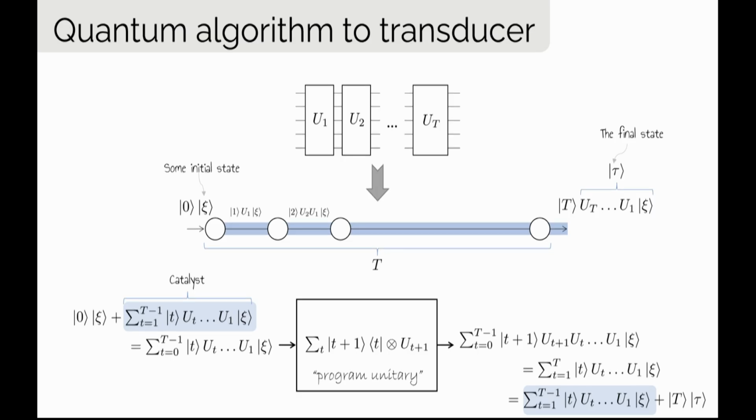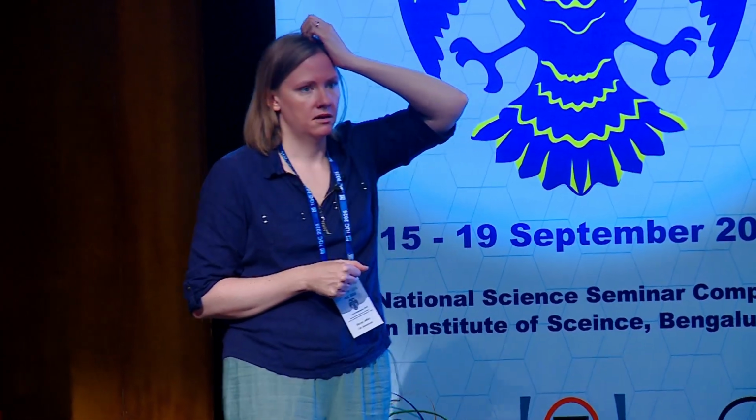So in order to analyze this transducer, this mathematical statement is just used in the analysis, and the statement that we need to show is that this is a catalyst. What it means for this to be a catalyst is that if we apply the transducer to the catalyst plus this state, it preserves the catalyst and gives us the final state.